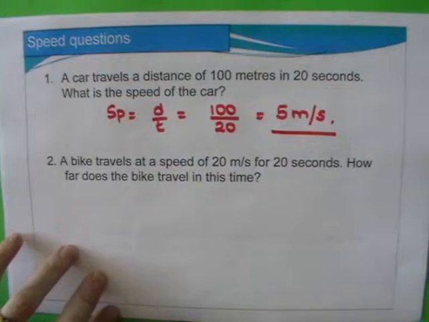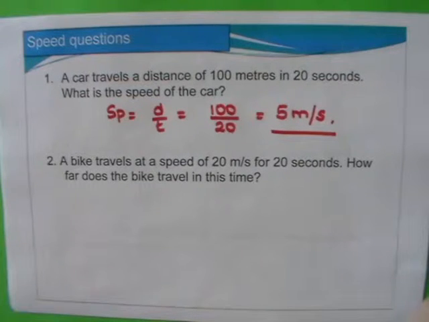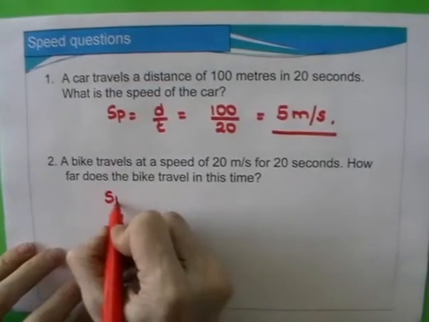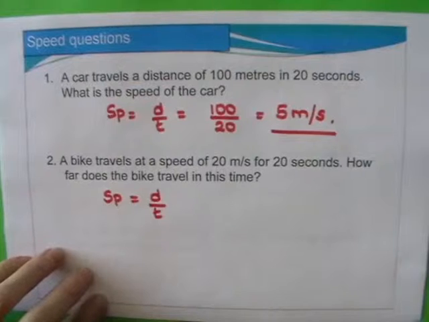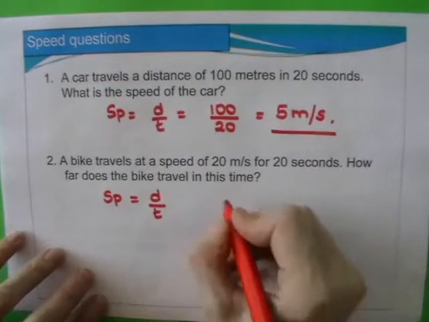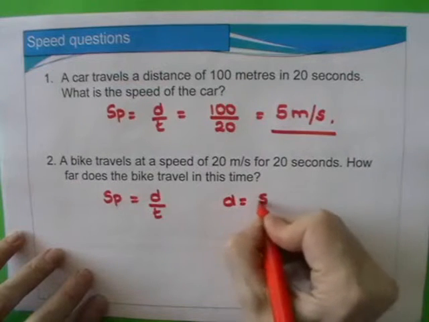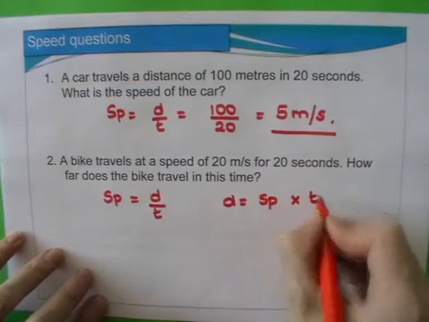A bicycle travels at a speed of 20 meters per second for 20 seconds. How far does a bike travel in this time? If we write down the equation, we have to rearrange it, or if you're happier just putting the numbers in, that's absolutely fine. If you do rearrange it, you are doing distance equals speed multiplied by time.